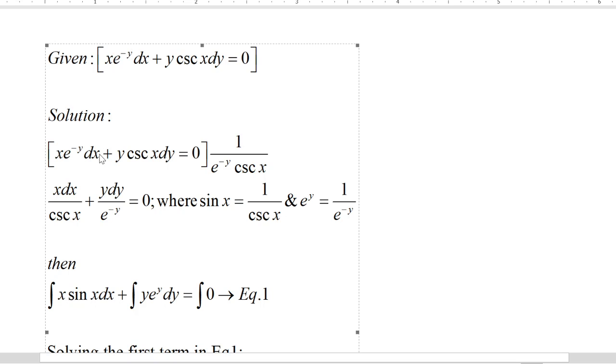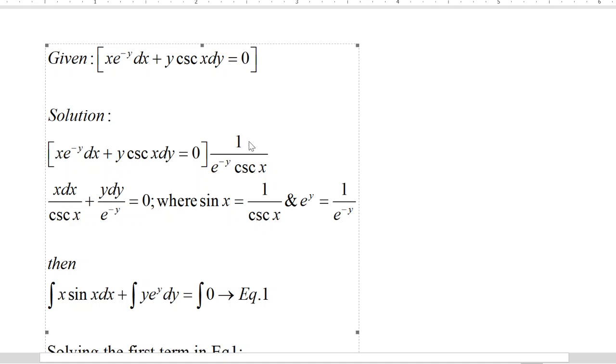So, let us look at the first term x e raised to negative y dx. We divide by e raised to negative y, right? Because x is a function of x, this is a function of y, and dx is a function of x. So, 1 over e raised to negative y. And then in the second term, y csc x dy, we divide by csc x, because it is a function of y and a function of x.